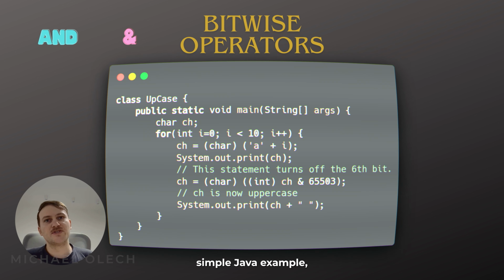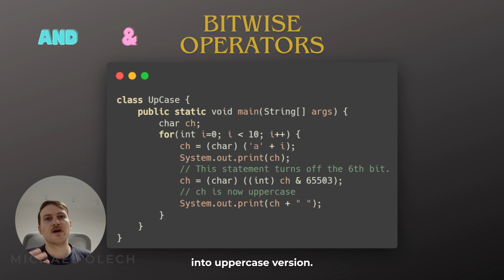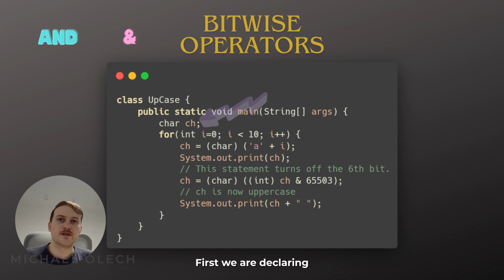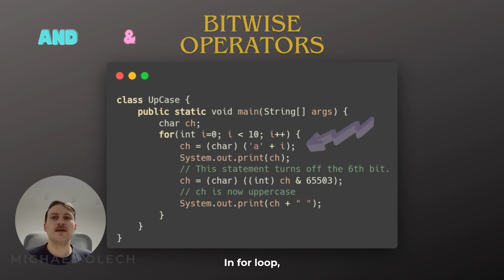In this simple Java example, we will turn characters into their uppercase version. First, we are declaring a char variable. In a for loop, we are iterating from 0 to 9 and adding the integer to the char. By adding integer values and casting to char, we are getting another character from the alphabet in the ASCII encoding standard.